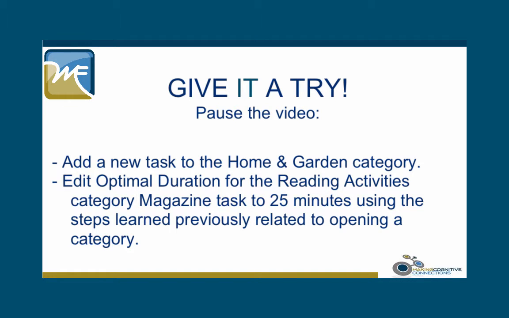Next, edit the optimal duration for the Reading Activities category magazine task to 25 minutes. You might be thinking that we haven't talked about how to edit an actual task. You're correct. We haven't. But you do know how to open a category, and therefore you know how to open a task. Open the magazine task, change the optimal duration to 25 minutes, and then save the change.